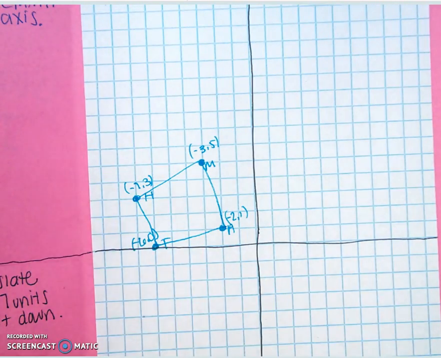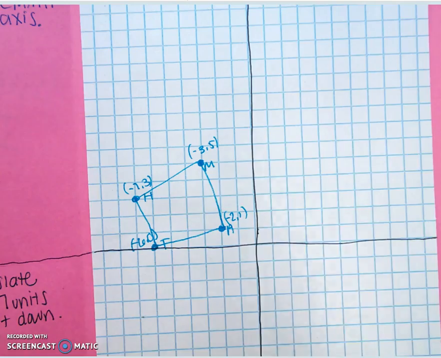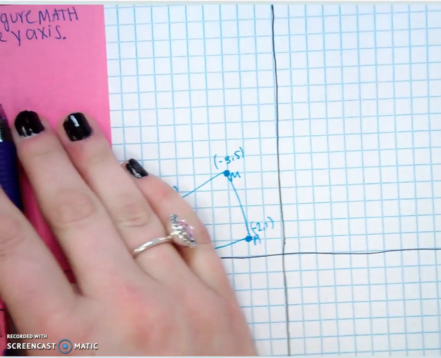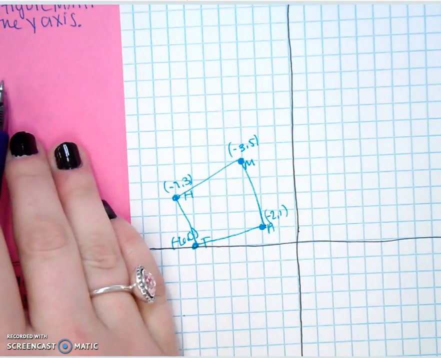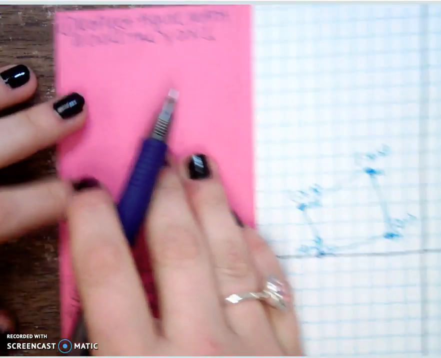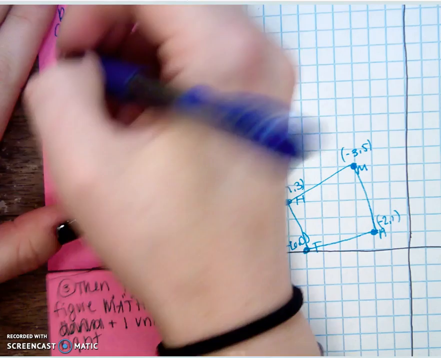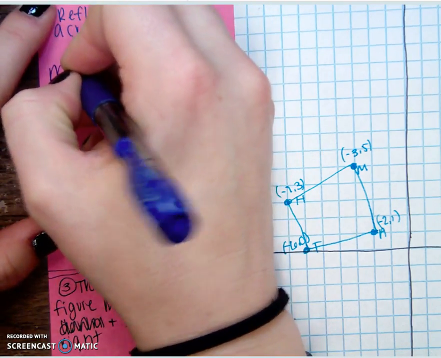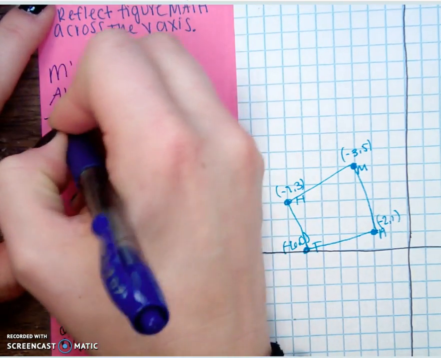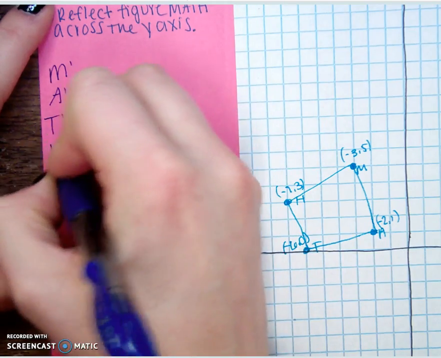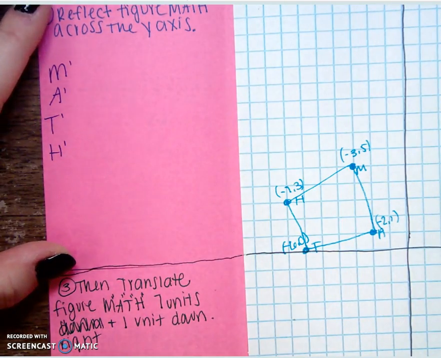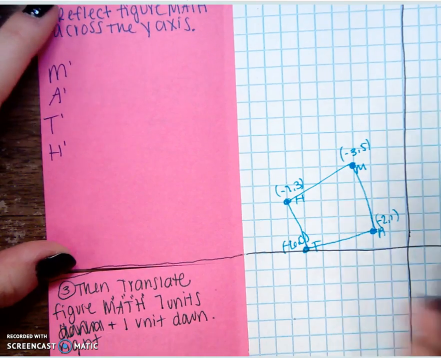If it were me, the first thing that I would do is rewrite my coordinates, but I'm going to go ahead and skip that step. So M prime, A prime, just because I'm running out of time here, H prime. This might end up being 2 videos actually, so that we have enough time.